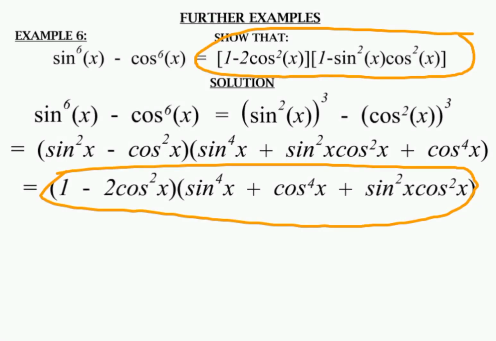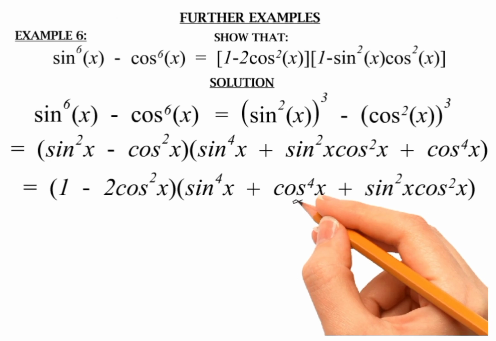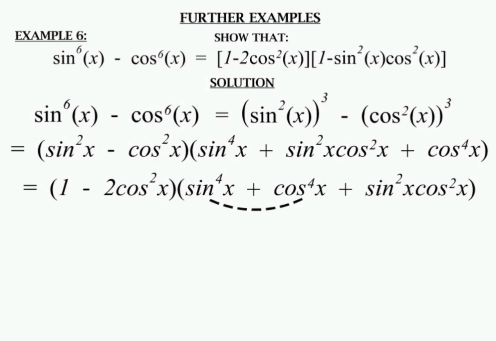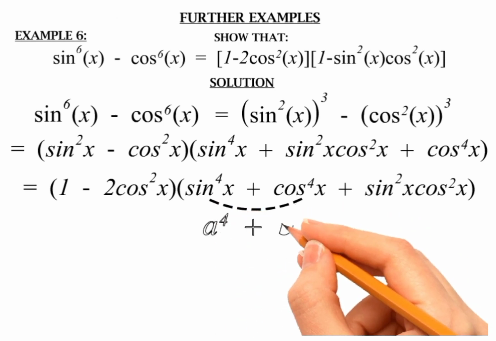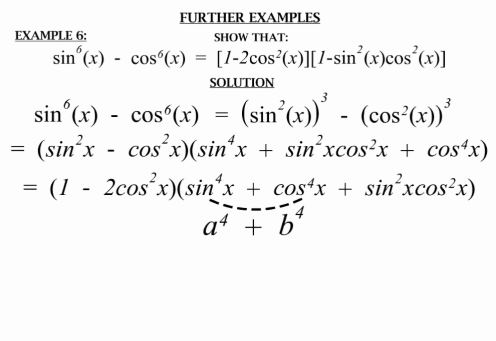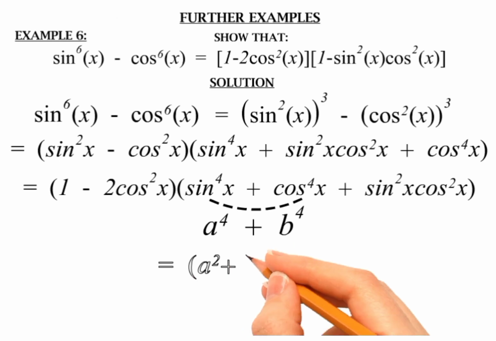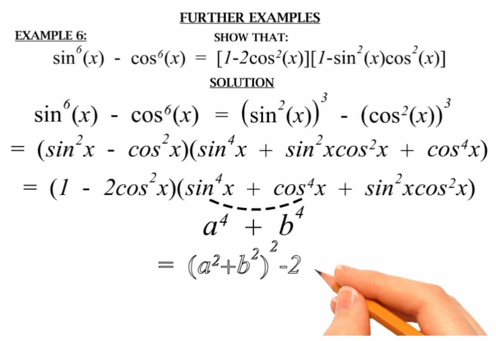This is very similar to the left-hand side expression, except that we have sine x raised to the power of 4 plus cos x raised to the power of 4, which is not on the right-hand side. We can simplify this by our algebraic expression again. a raised to the power of 4 plus b raised to the power of 4 can be written as a square plus b square, all squared, minus 2a square b square.